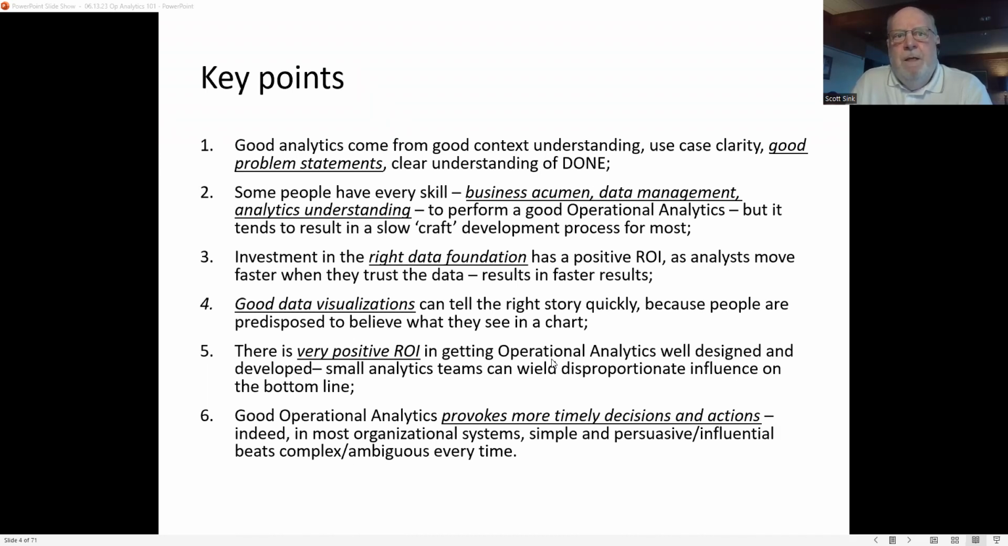Good data visualizations, we're going to talk about this more in 201 and 301, but good data visualizations that can tell a story quickly are really critical, because most leaders and managers that I've experienced learn visually, and so they're attracted to things that are easy to understand: pictures, graphs, charts that create what I call aha moments for them.